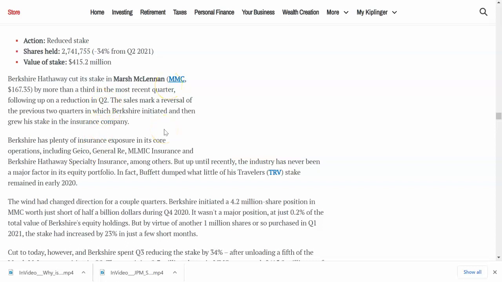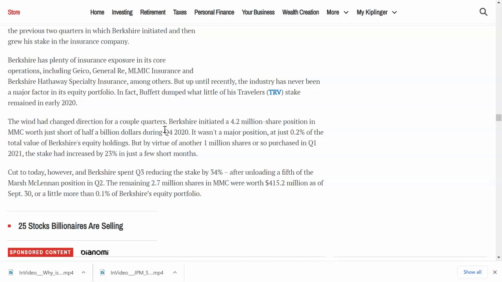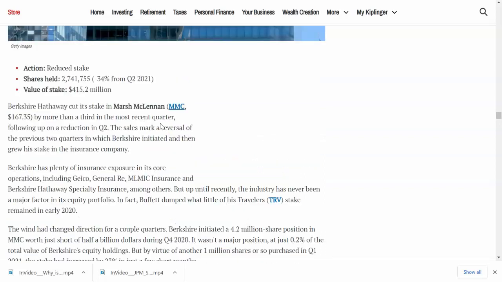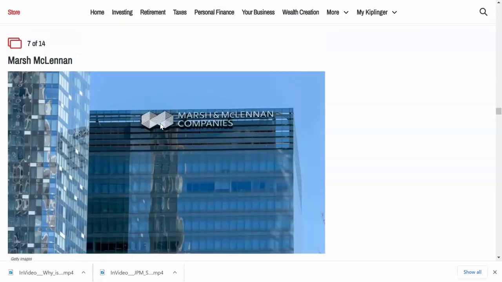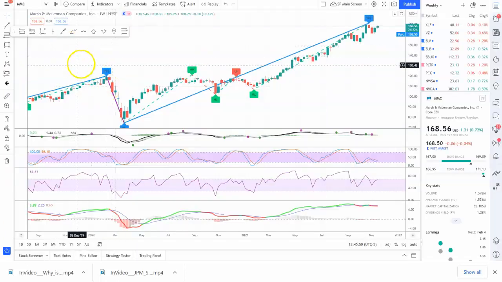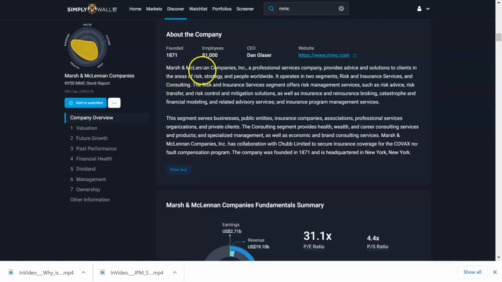But if you look at the chart, this company has been doing very good, and I just wonder why Warren Buffett decided to sell. This is the chart we were looking at, MMC. Look at this. I don't know. Why did Warren Buffett want to sell unless he thinks it's the top? So Marsh McLennan provides risk management and other business services to insurance companies and other organizations and private companies that do consulting on wealth and health and career.